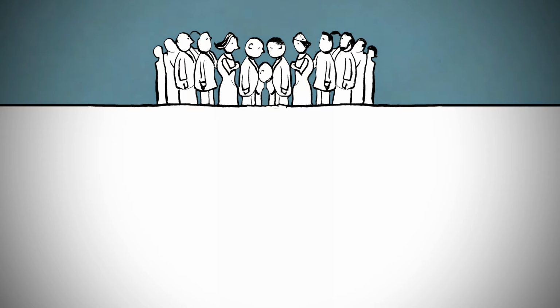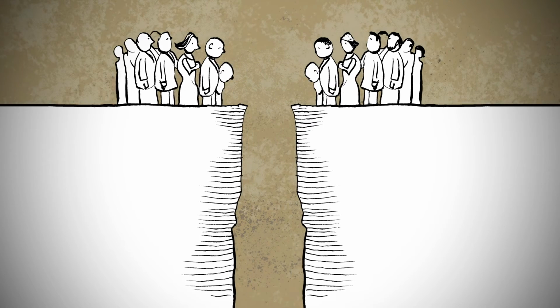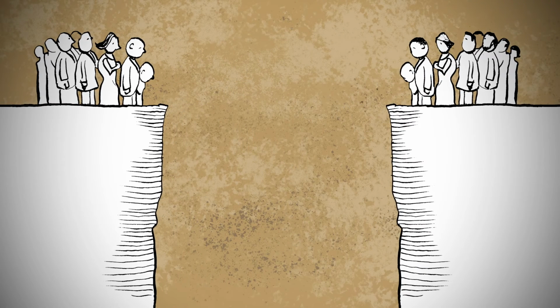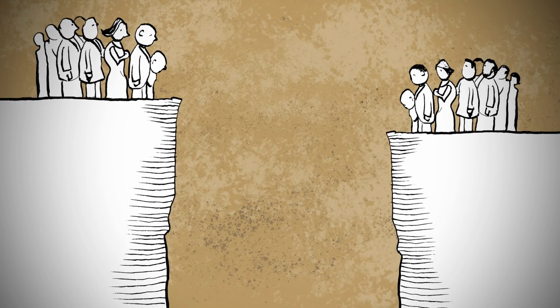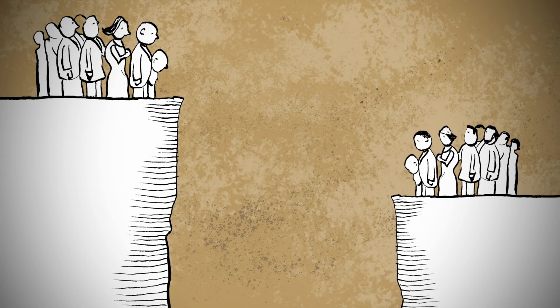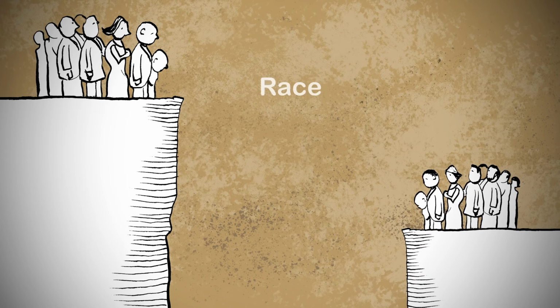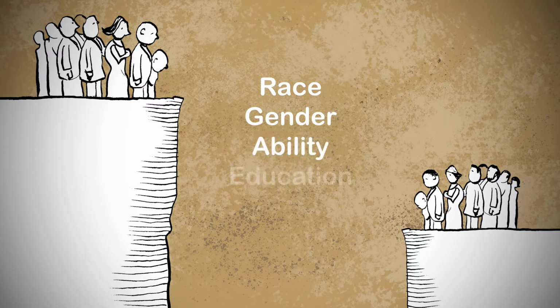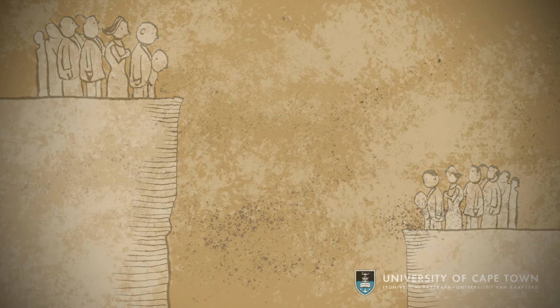In South Africa, therefore, discrimination and inequality were entrenched via socio-political economic change and government-sanctioned legislation, which placed both formal and informal restriction on the entry of what were regarded as subordinate groups through selective inclusion and unequal treatment. Assignment to occupations was based on occupational segregation, race, gender, physical and mental ability or disability, and segregation in education and training. It was further entrenched via government-sanctioned segregation within education, housing, and the labour market.